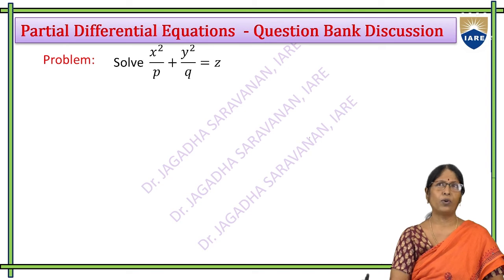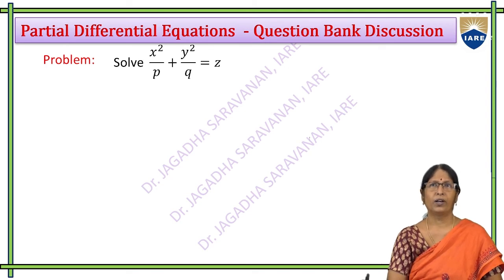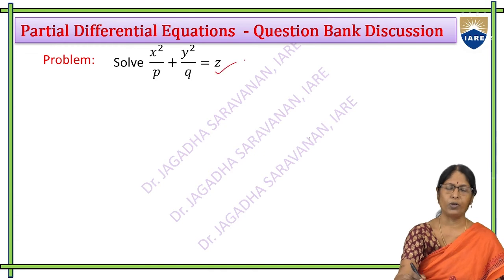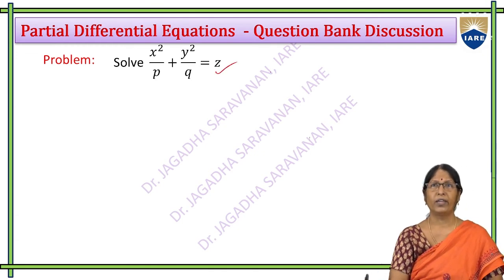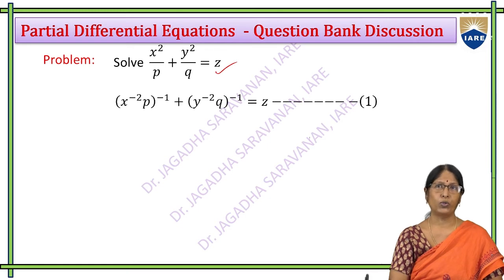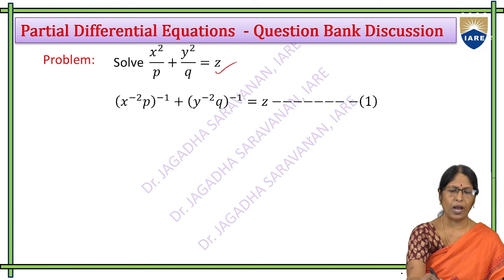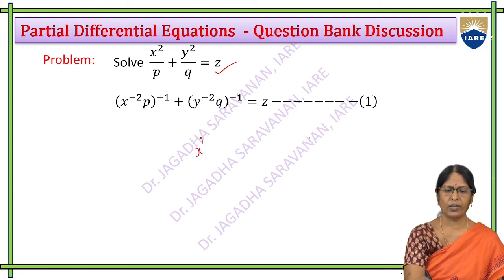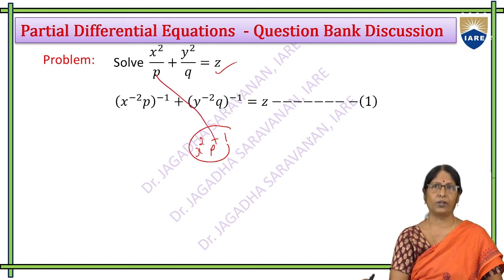Next, so far we discussed the problems up to there, where x and y do not have any powers. But in this particular problem, which is in our question bank, x and y have the power, and the power is 2. When we bring p up, x square, p power minus 1. This is the way, the first term.